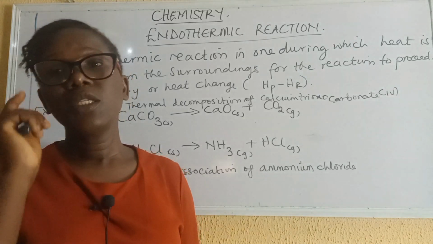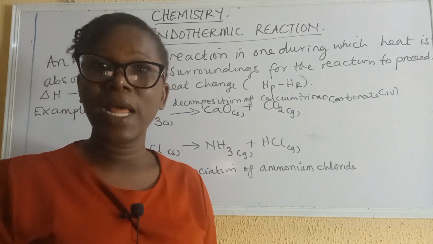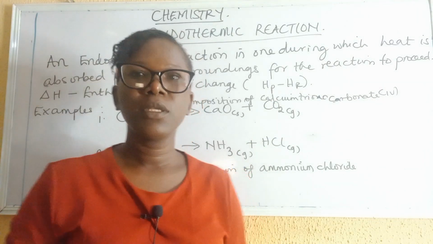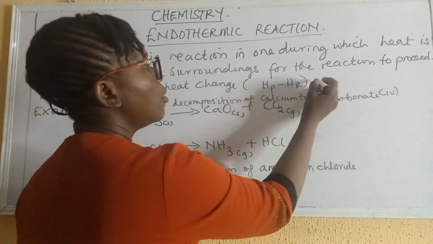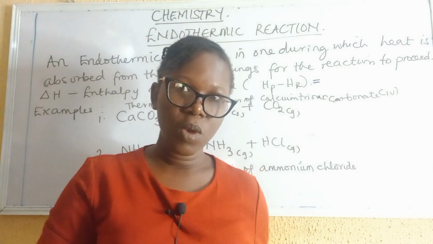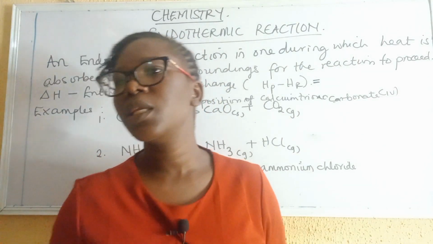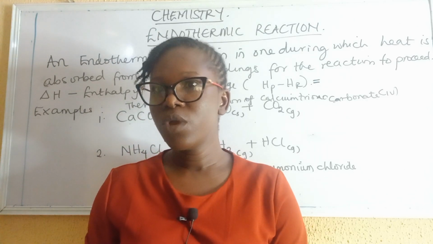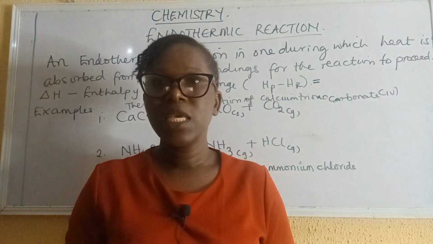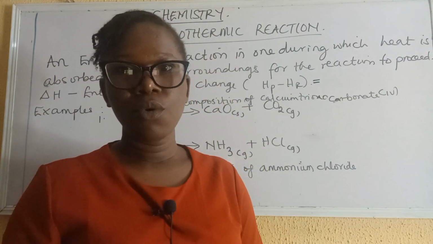Now, the heat of reaction in an endothermic reaction is positive, because by the time you are working this out, the heat of the reactant is lower than the heat of the product. At the end, we have more heat because it was absorbed at the beginning. There was low heat at the beginning, so there's a need to supply heat at the beginning for the reaction to occur. So at the end, we end up having more heat.